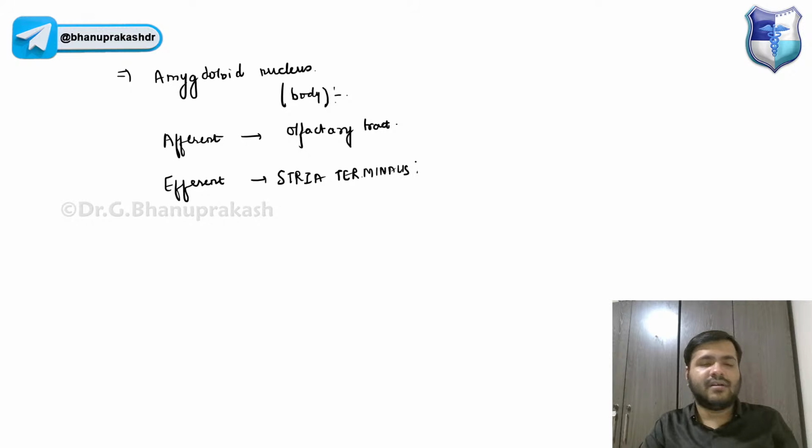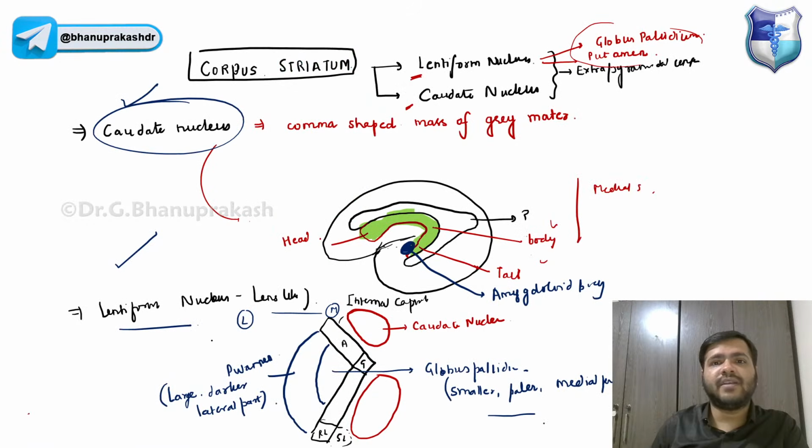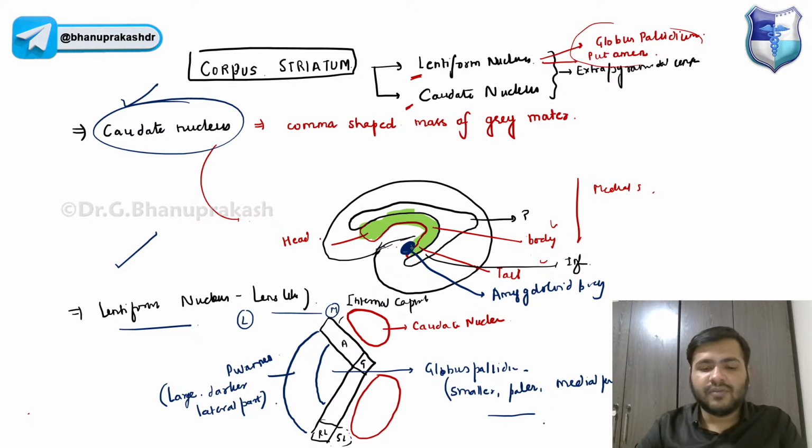Guys, this stria terminalis, you already know it passes first backwards, right? In the roof of the inferior horn of the lateral ventricle. Now, if I just try to show the lateral ventricle, you already know we have the inferior horn of the lateral ventricle. So basically, the stria terminalis will be first passing backward in the roof of the inferior horn of the lateral ventricle. Then it will curve downwards in the floor of the central part of the lateral ventricle.